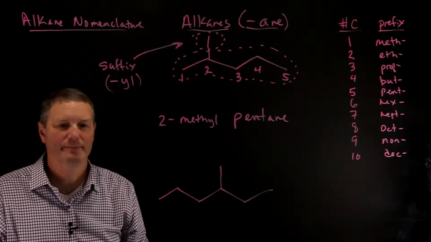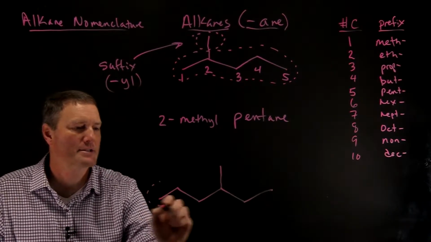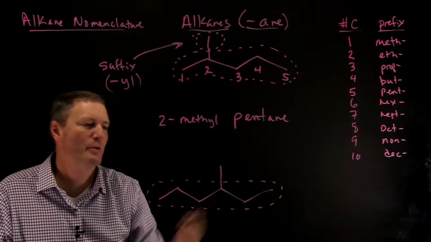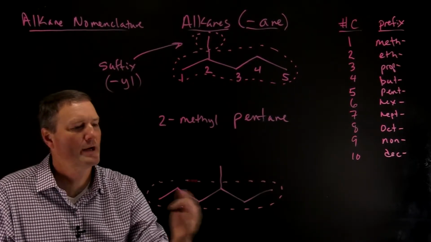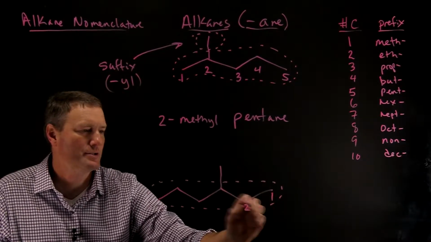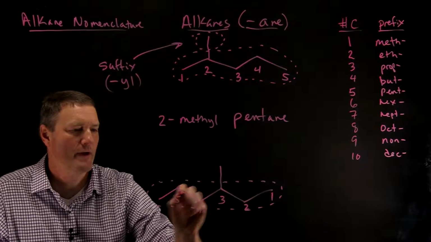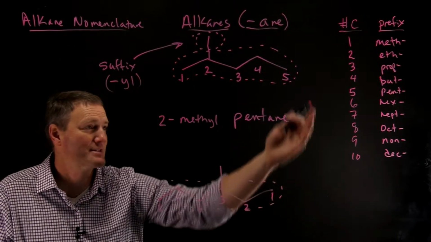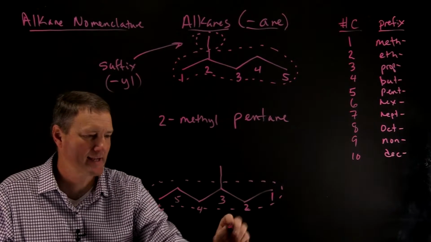Okay, let's look at this one. Now here, my longest continuous carbon chain is going to be this one. But you'll notice the way that I've drawn it, we're not going to want to start numbering on this end. We'll actually want to start here. 1, 2, 3, 4, 5, 6. So, as you might imagine, since it's got 6 carbons, our prefix is hex. This is going to be a hexane.